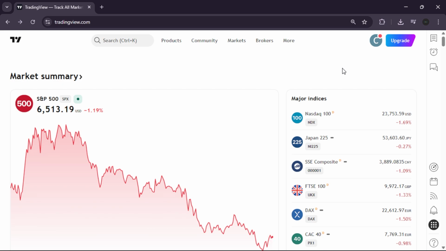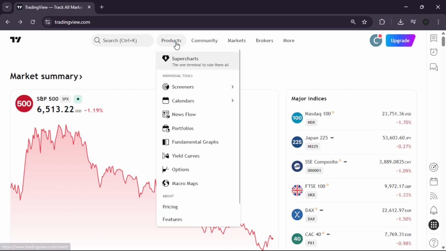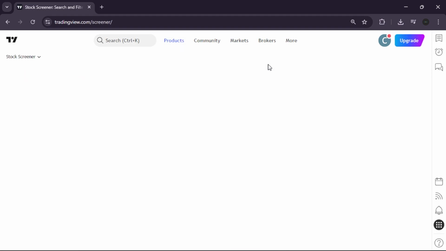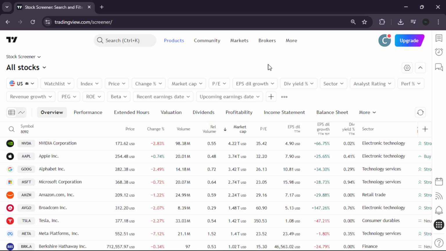The first step is finding the advanced scanning engine within the TradingView ecosystem. From the TradingView homepage, hover over the Products tab in the top navigation bar. From the drop-down menu that appears, navigate to Screener and then select Stocks. In 2026, TradingView has consolidated its tools under the Products menu for faster access.